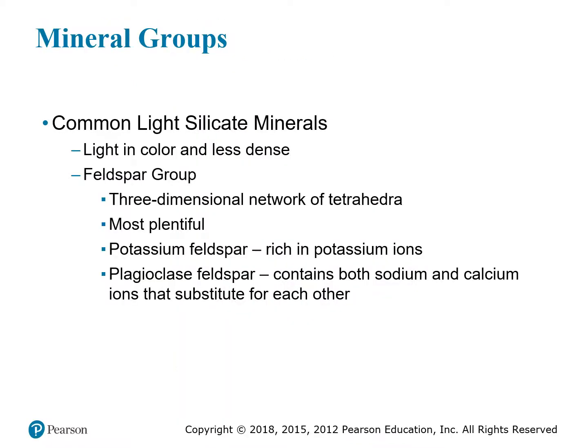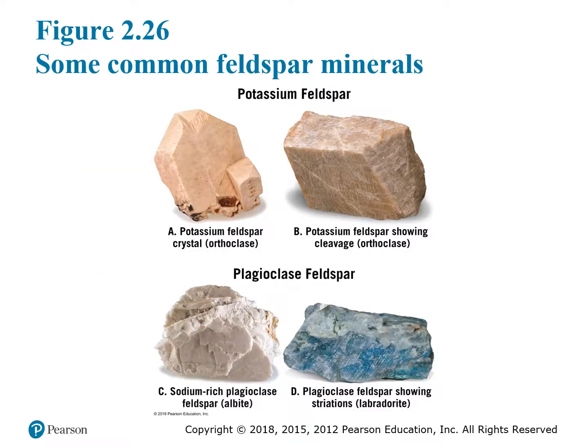We can classify silicate minerals into two types, light-colored and dark-colored. The light-colored minerals are typically less dense, and one of those groups is called a feldspar. They have a three-dimensional network of tetrahedra. They're very commonly found, and there's typically two types of feldspars. One is called a potassium feldspar, which has a lot of potassium in it, obviously. The other is called a plagioclase feldspar, which has a lot of sodium and calcium in it. These are some pretty good pictures of those two types of feldspars.